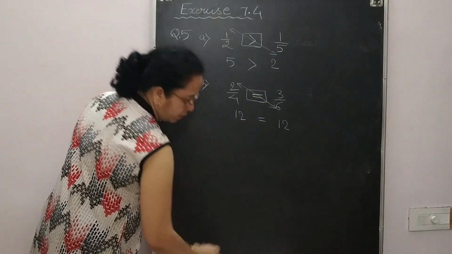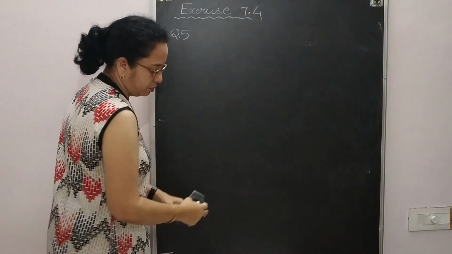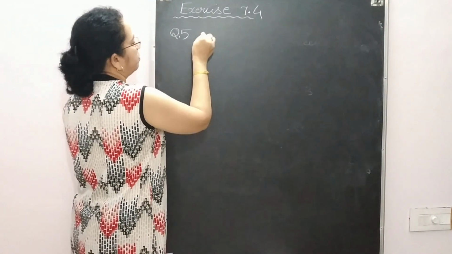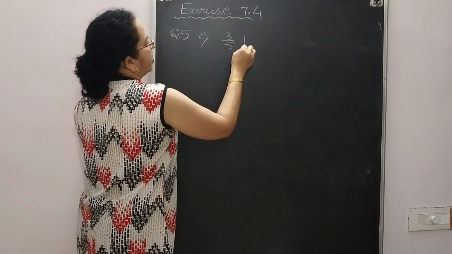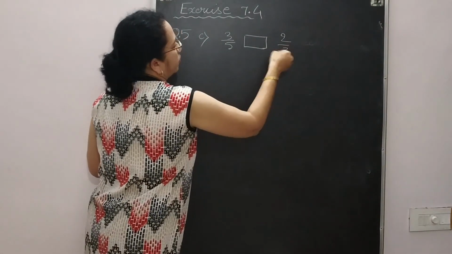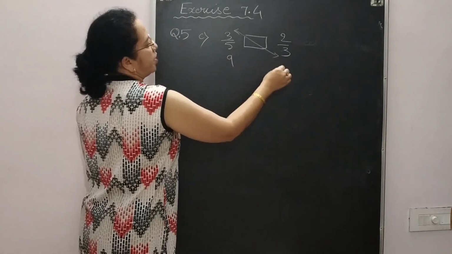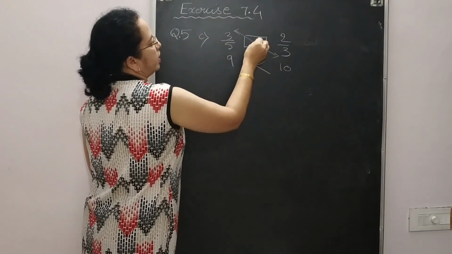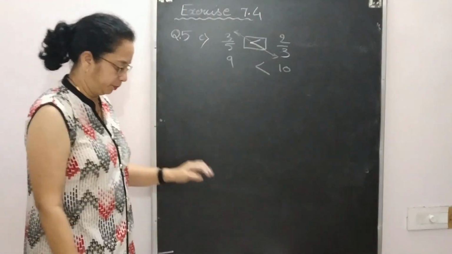Let me take one more example. Many questions are given in question number 5, so this is my last example for question number 5. See, it is given 3 upon 5 and 2 upon 3. Again join these 2 points with an arrow. 3 3s are 9, 5 2s are 10. 10 is greater. So 2 by 3 is the greater fraction.